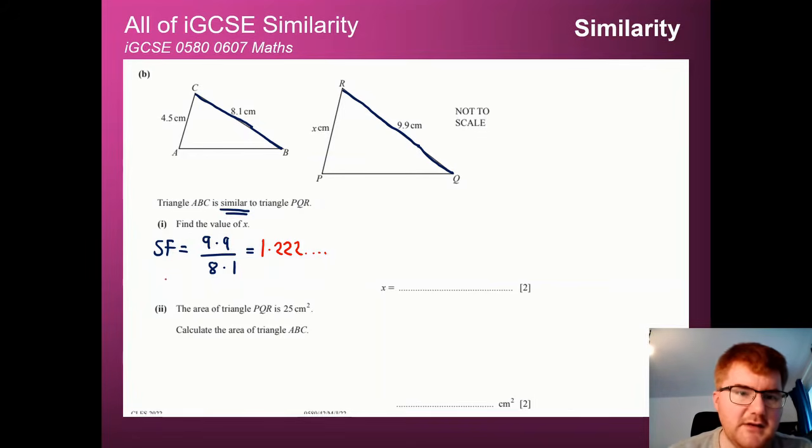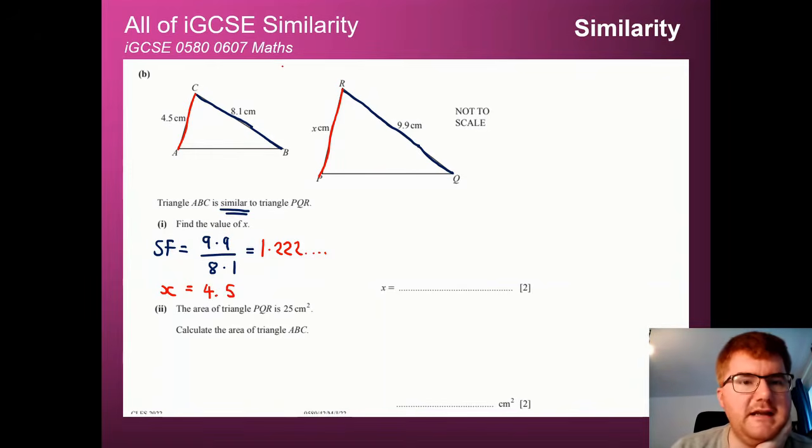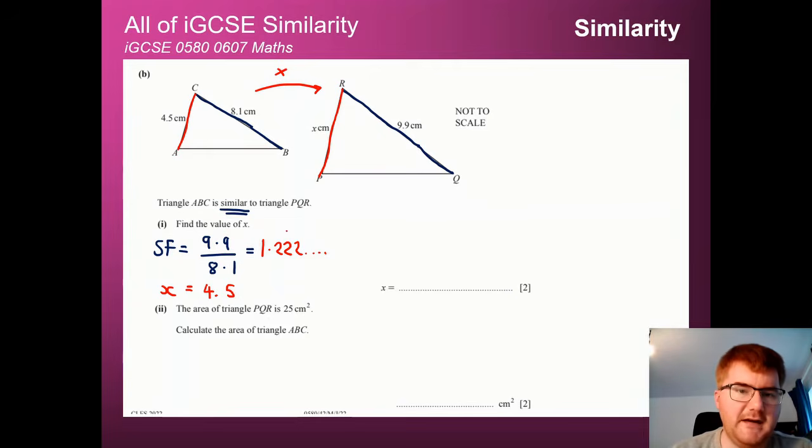Okay, so to work out x here, we take the 4.5. Notice the 4.5 is the same on both shapes here. And because we're going from small to big here, so going from 8.1 to 9.9, then we want to multiply by the scale factor. So we're going to multiply by the 1.22222. So let's go back to the calculator, use what we have.